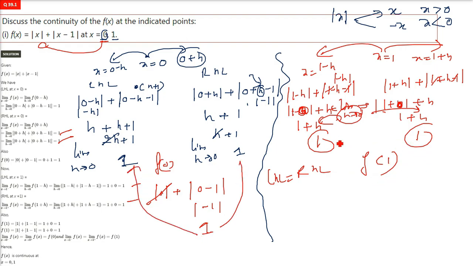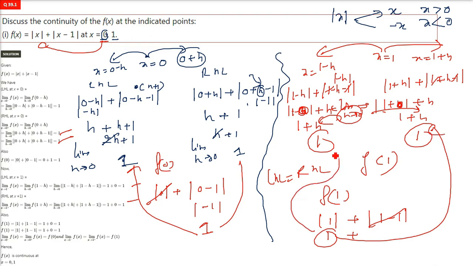Here also we'll check. What we'll do, in place of x, we'll replace it by 1. So mod 1 plus mod 1 minus 1, and this mod 1 is 1, plus 1 minus 1 is 0, so 1 it is. So this one is equivalent to this one, and this is also similar to this one. So all these three are matching. Then only LHL and RHL won't work. You have to also show that the value of the function at this point is also same as LHL and RHL. I hope you got the idea. Okay.